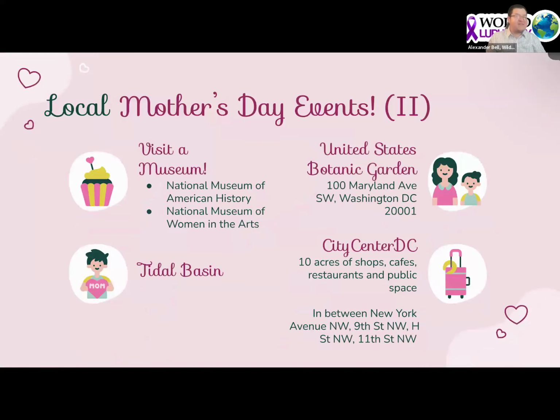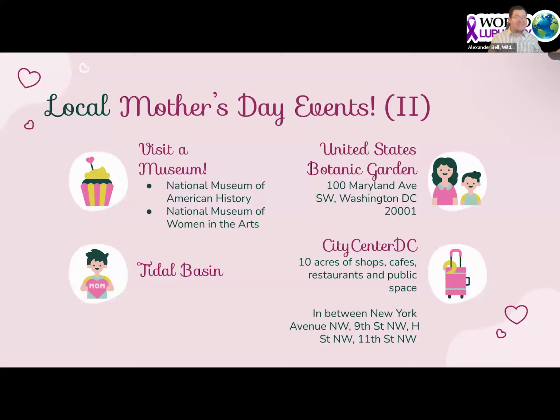And then I also found just some tips in other places as well. You could visit a museum, maybe the National Museum of American History, the National Museum of Women in the Arts. I particularly enjoy that one. You can go to the Tidal Basin. That's where the cherry blossoms were. And it's quite a beautiful area as well in Southwest. You can visit the United States Botanic Garden, on 100 Maryland Avenue, Southwest, Washington, D.C., 20001. Love the Botanical Garden. Went there when I was really young, and definitely look forward to visiting it again.